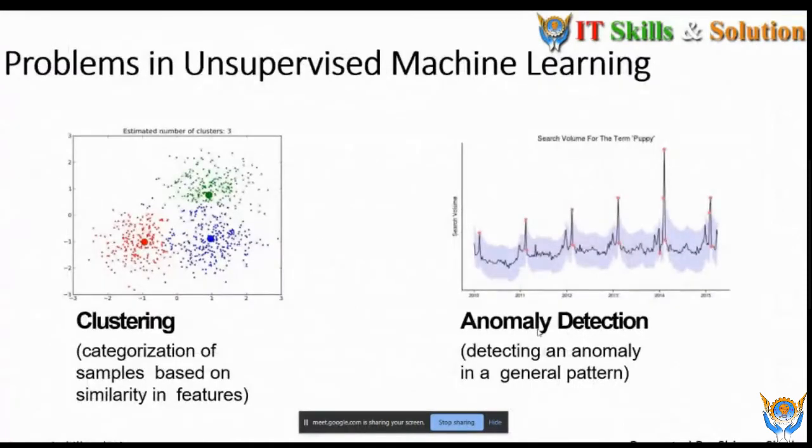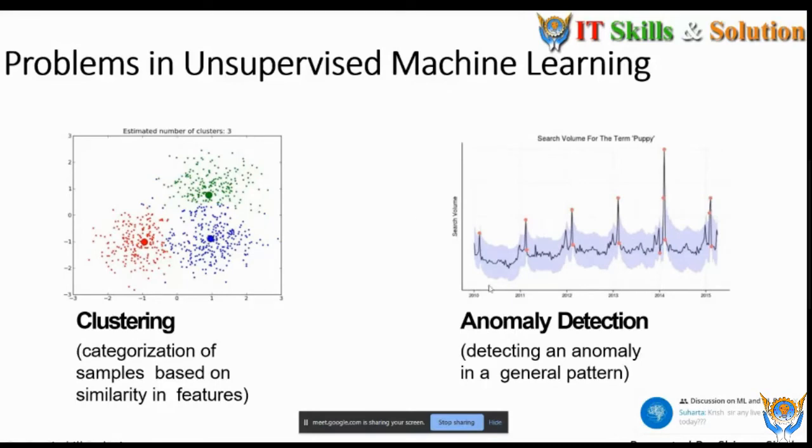Okay, then, again, in unsupervised learning there are two kinds of problems, like clustering. So you already know what clustering is. Like you can see in this picture, there are three different kinds of clusters. One is green, one is red, and one is blue. Okay, so basically it is the categorization of samples based on similarity in features. Based on similar features we just cluster all these things. So this is the clustering kind of thing in unsupervised learning.